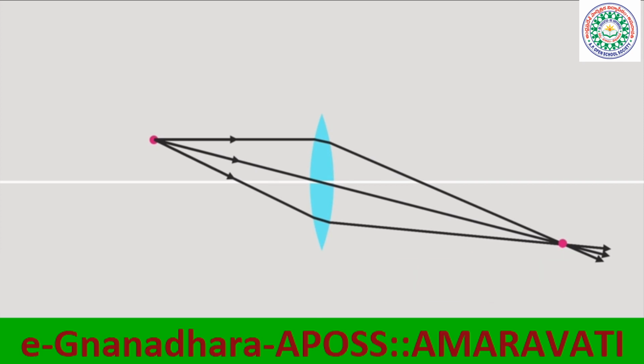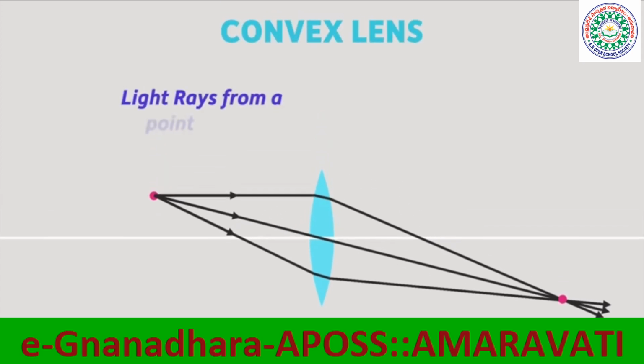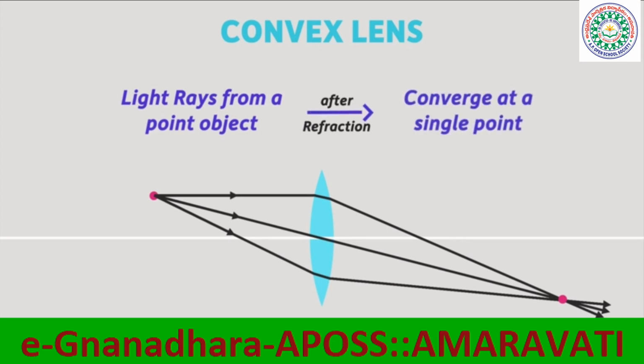And this is one of the patterns that we were talking about. Convex lens bends the light rays from a point object in such a way that after refraction, all these rays converge at a single point. And this is the point where the image of the point object is formed. If we were to place a screen here at this location, then the image will be formed on that screen. Since the convex lens converges all the light rays at a single point, we also call it converging lens.